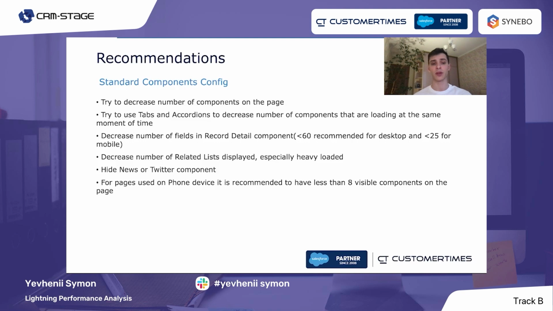Hide the news or Twitter component. And for the pages that are used on phone devices, it is recommended to have fewer than 8 visible components on the page.